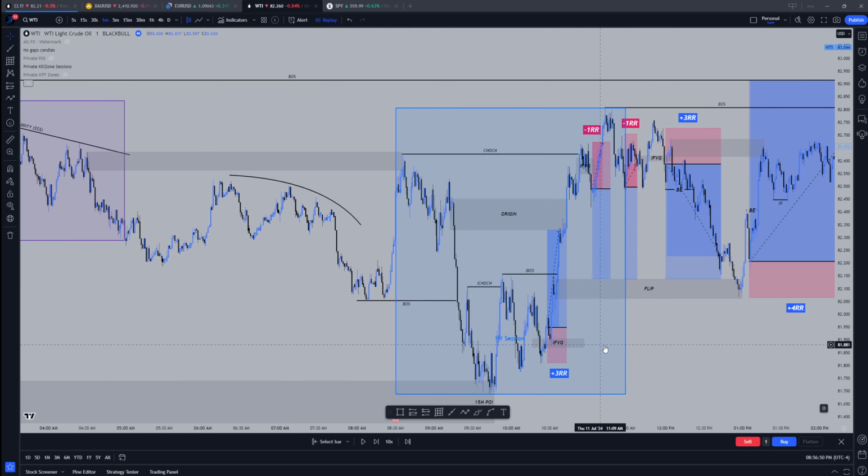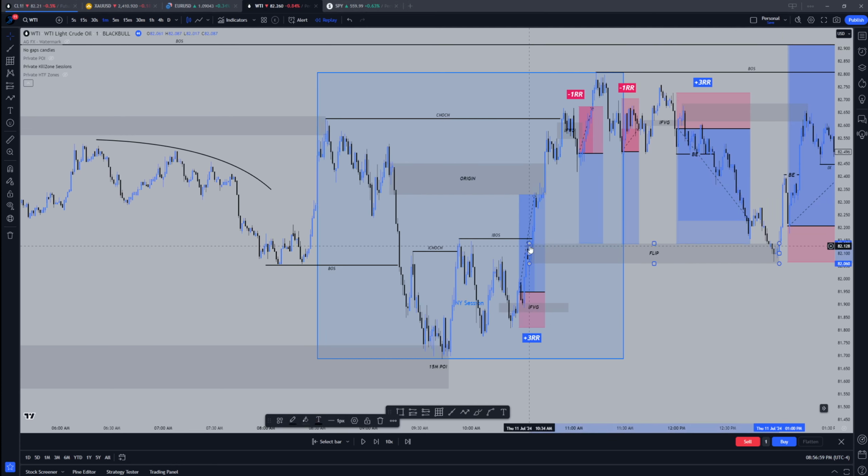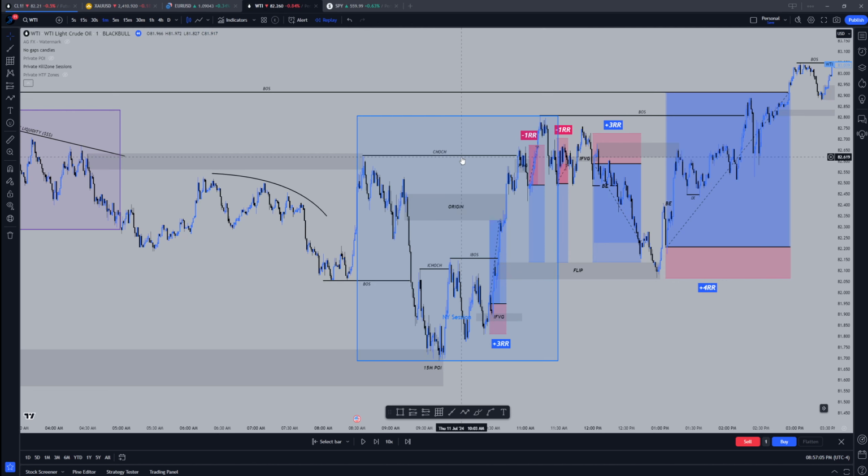So if you guys want to understand the logic behind everything I trade, all my TP, stop loss placement, everything is logical. Okay, it all makes sense. This is what I teach in the course. That was my TP there, 3R, not bad trade.